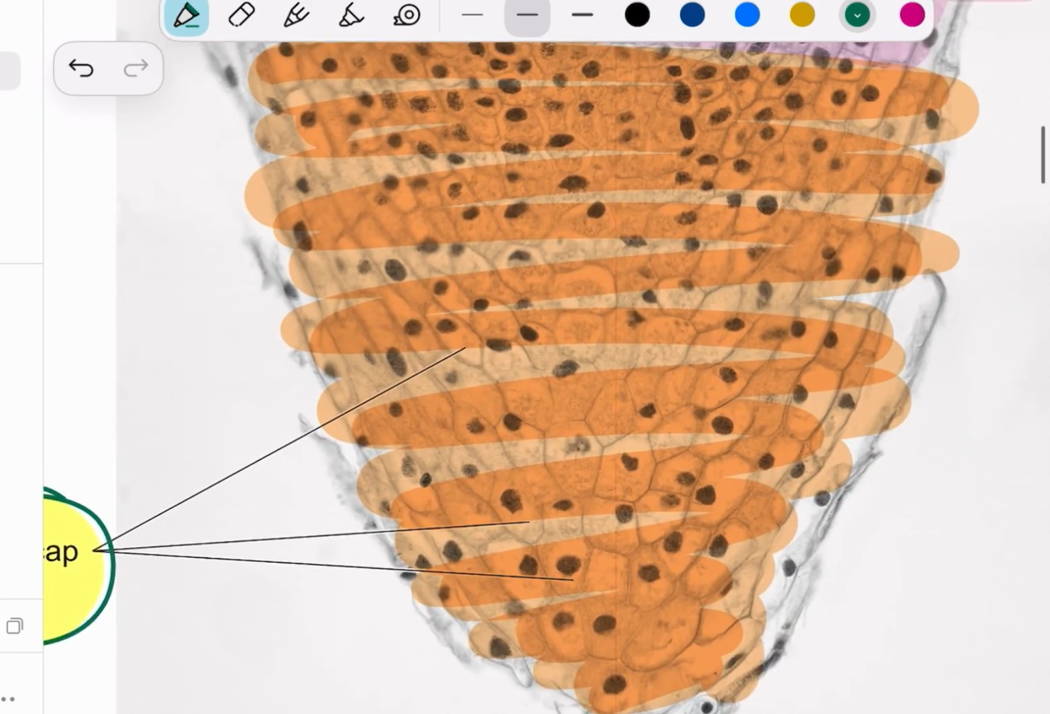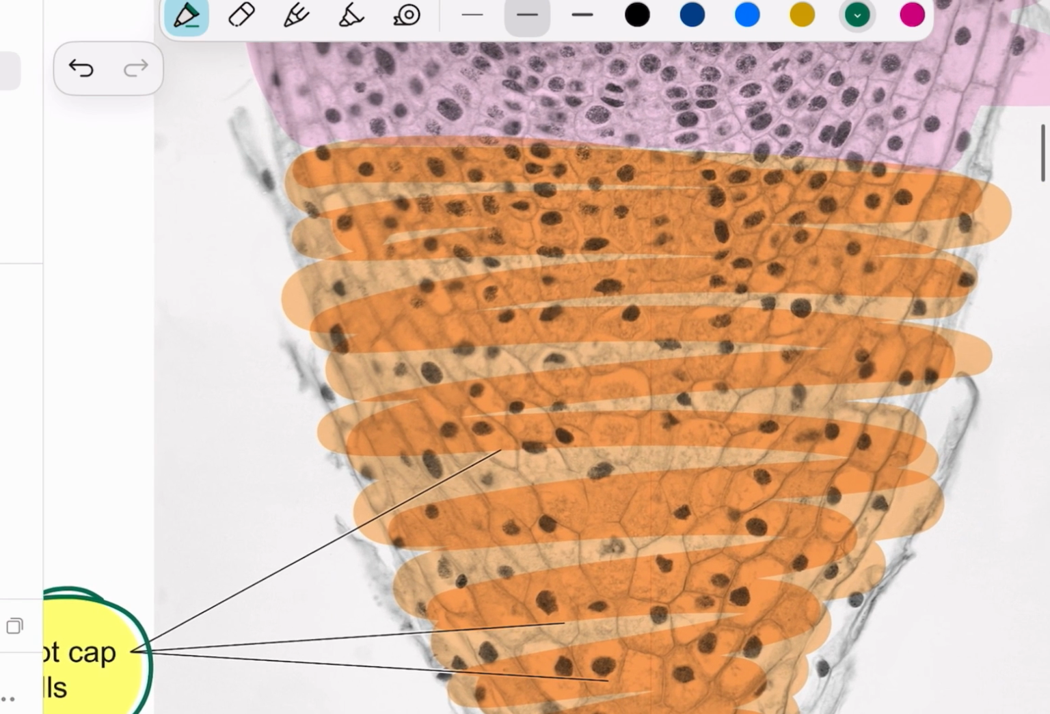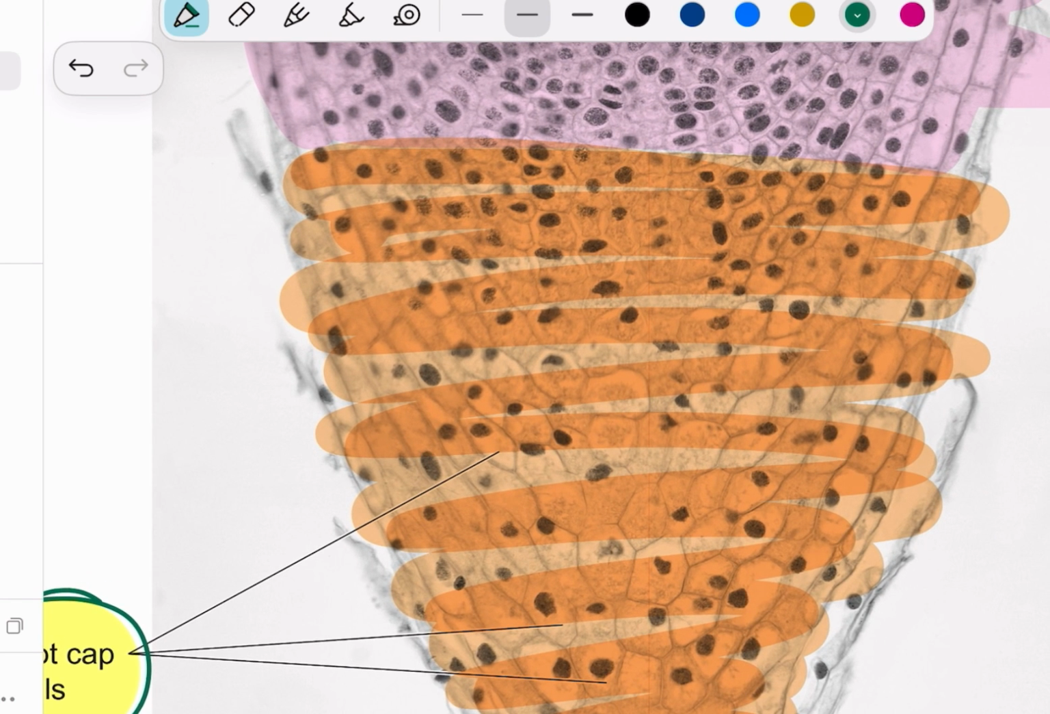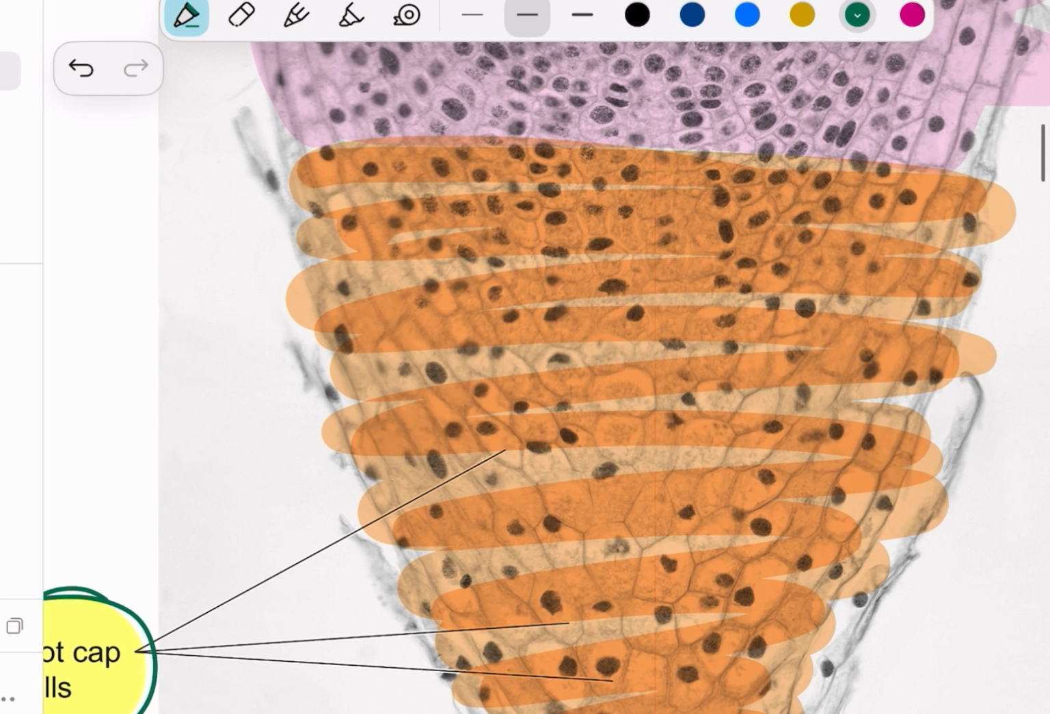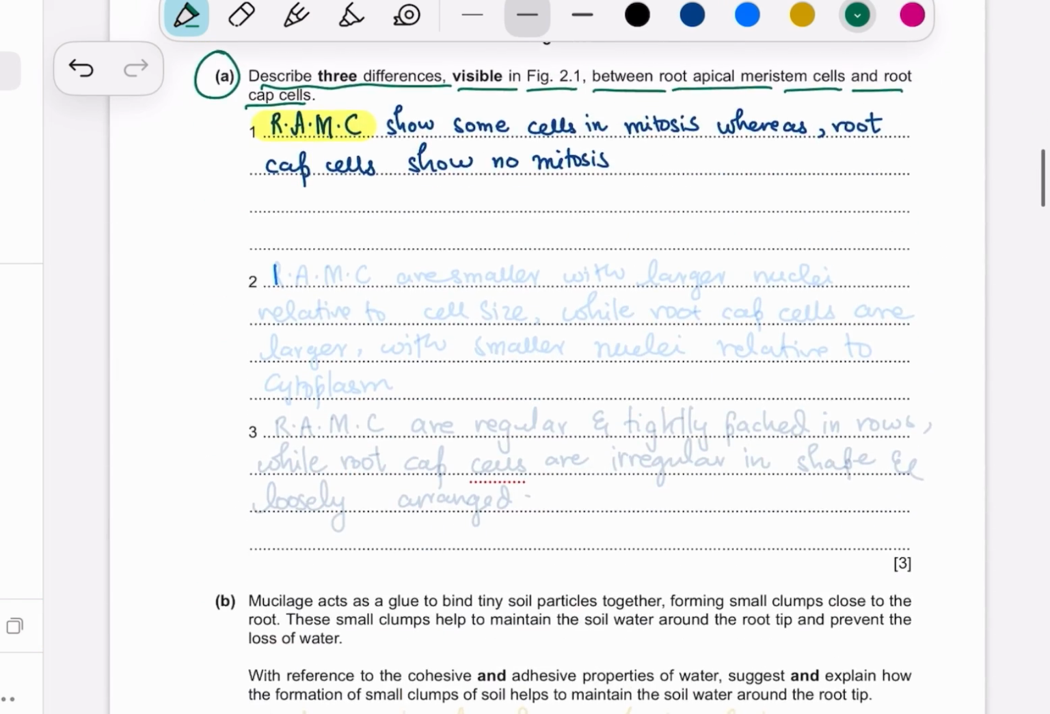Whereas if I go to the root cap cells over here, you can see that while the root cap cells are larger, for example you can take this cell, they have a smaller nucleus relative to the cytoplasm. Look over here also, in this cell the cell size is larger but with a smaller nucleus relative to the cytoplasm. So this is the next difference which we talked about.